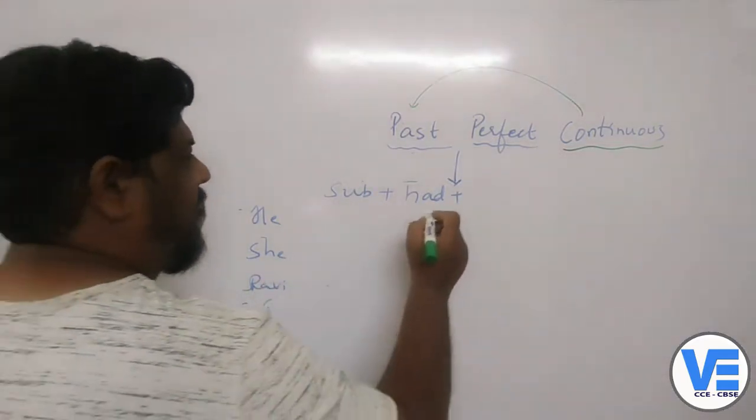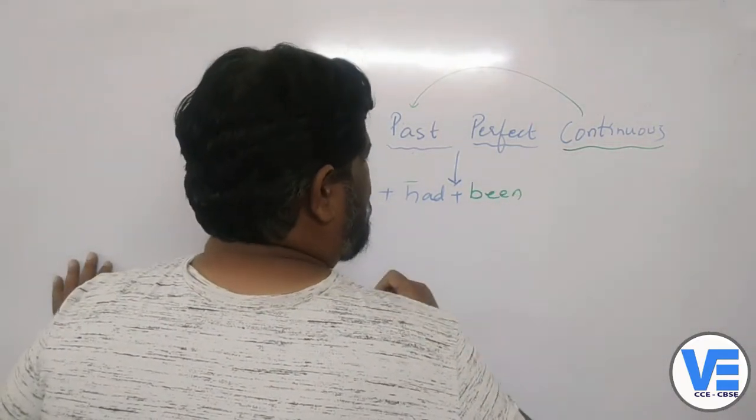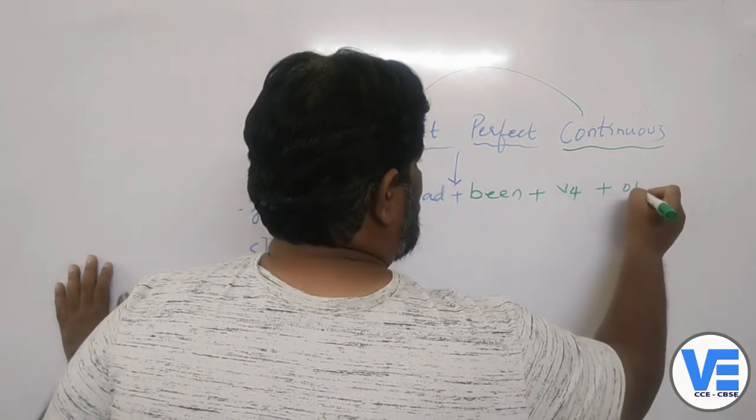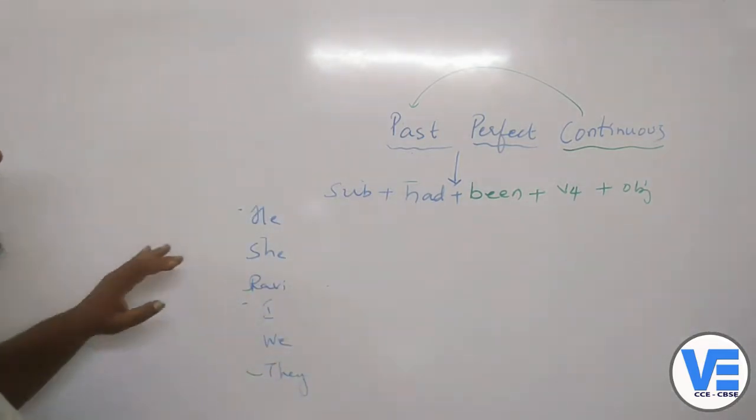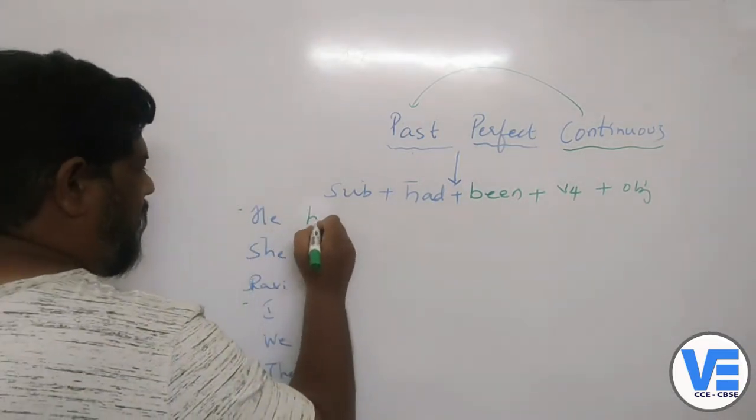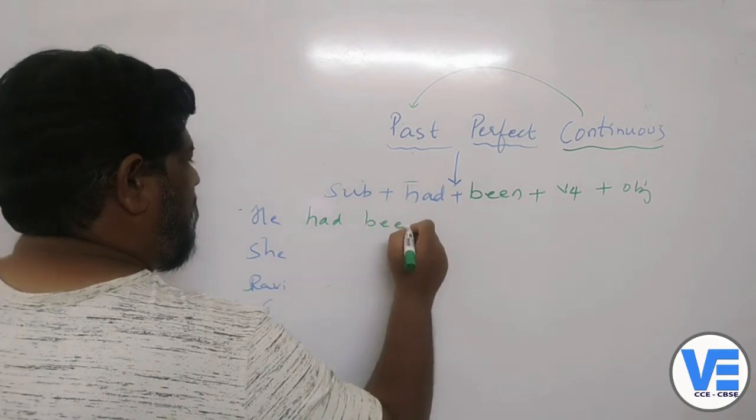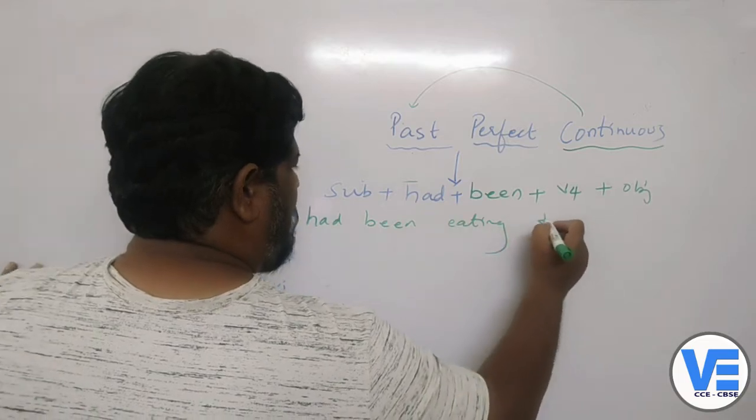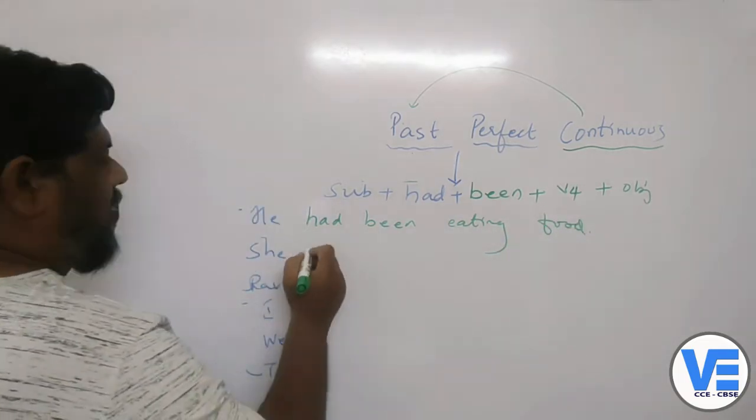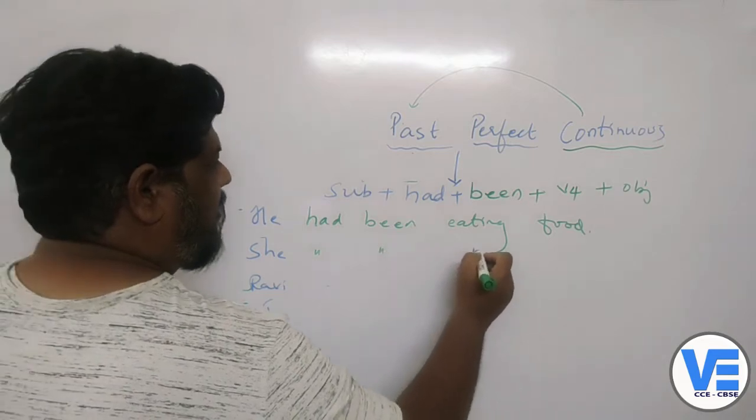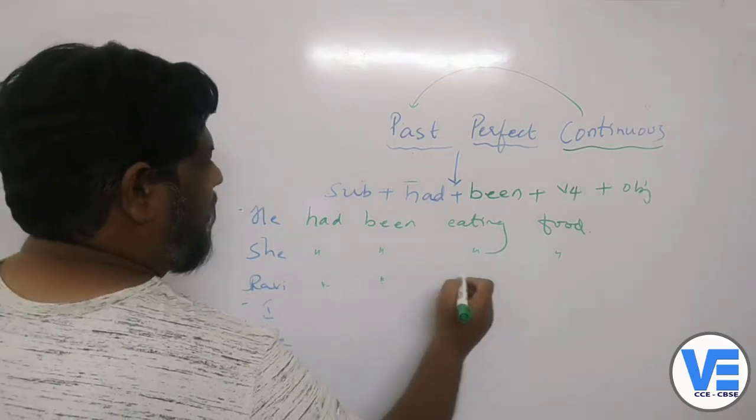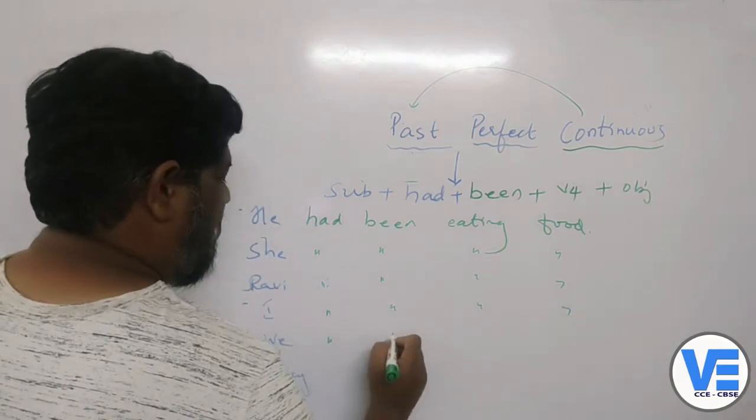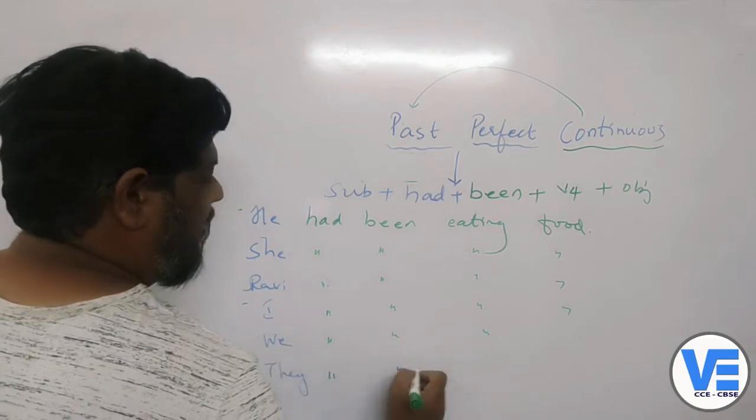Here you can say had, because it is a perfect progressive, been plus V4 plus object. Right? Now you can see here he had been eating food. Again, she had been eating food. Ravi had been eating food. I had been eating food. We had been eating food. They had been eating food.